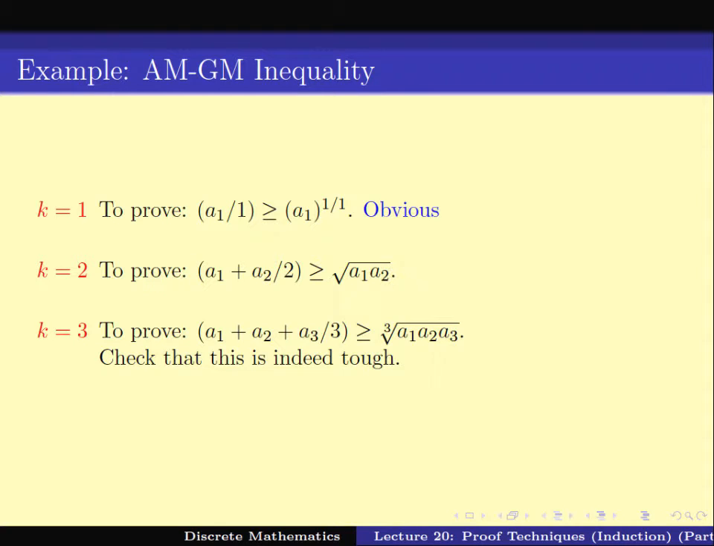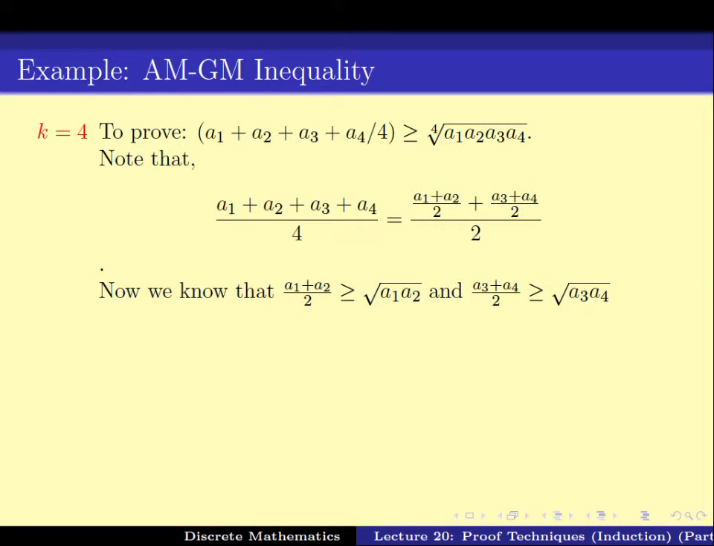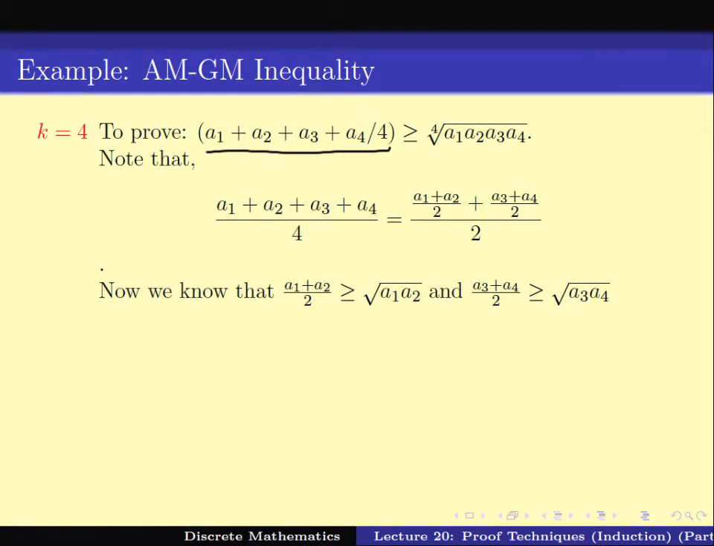Okay, let's move on. What about k equals 4? In k equals 4, we have to prove that (a1 + a2 + a3 + a4)/4 is greater than the 4th root of this thing. Now note that (a1 + a2 + a3 + a4)/4 can be written as ((a1 + a2)/2 + (a3 + a4)/2)/2. And this is useful because both these two terms individually look like the case k equals 2.